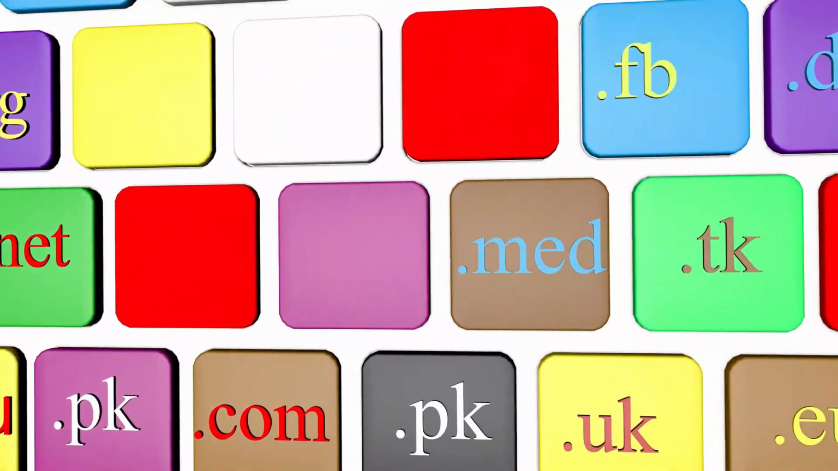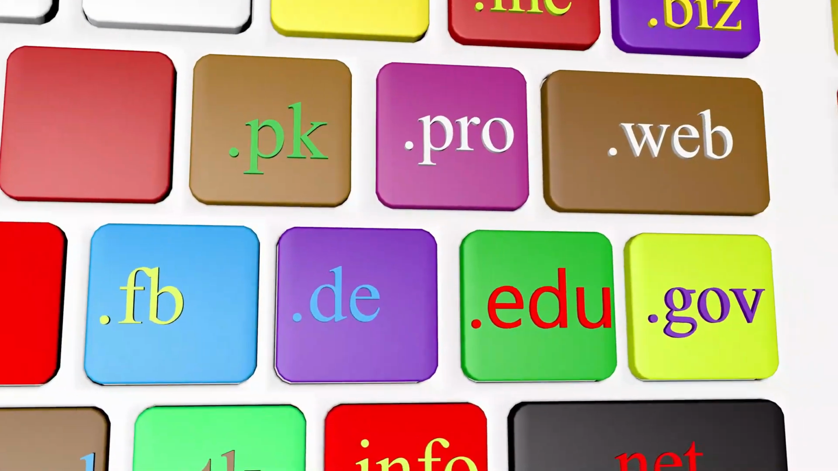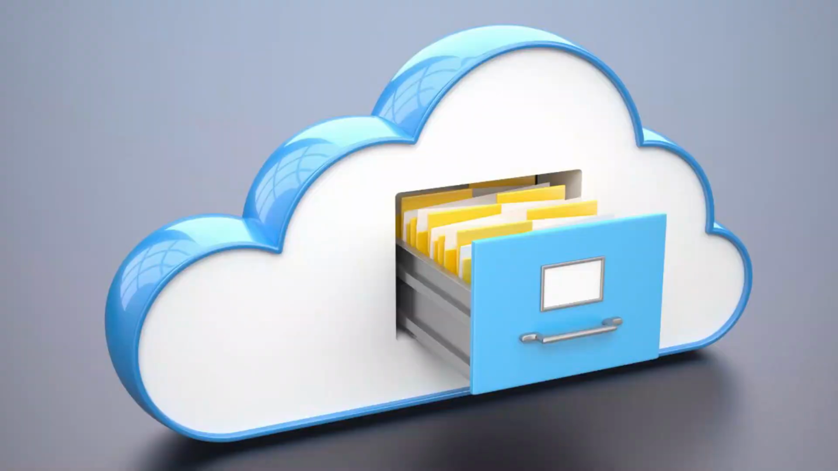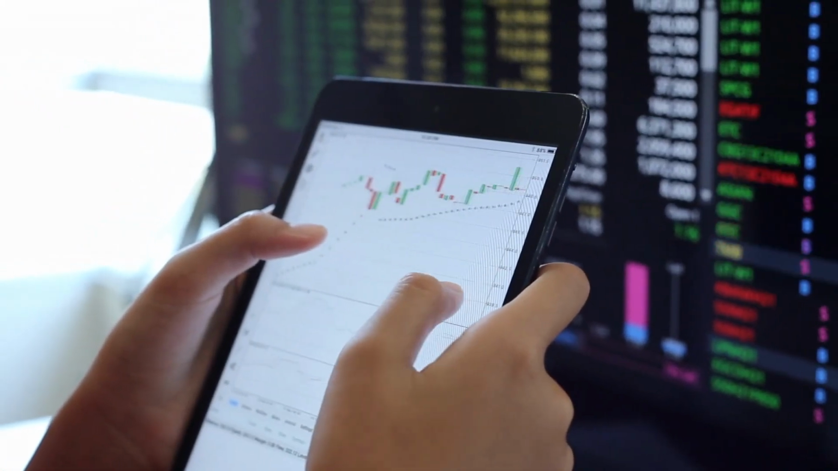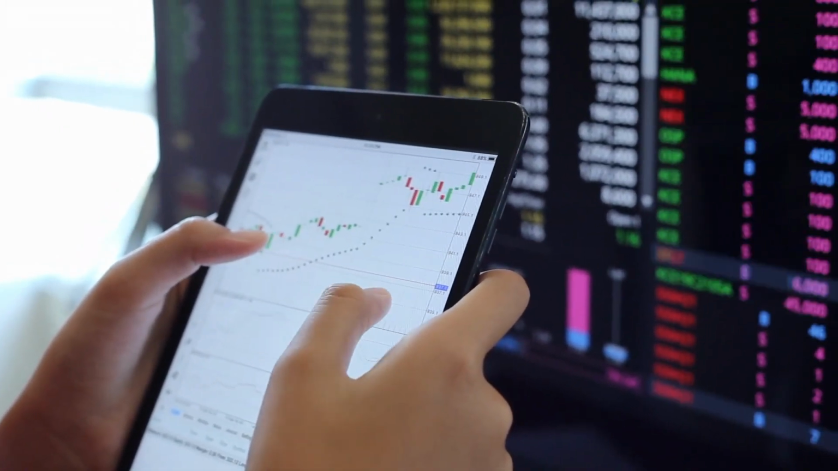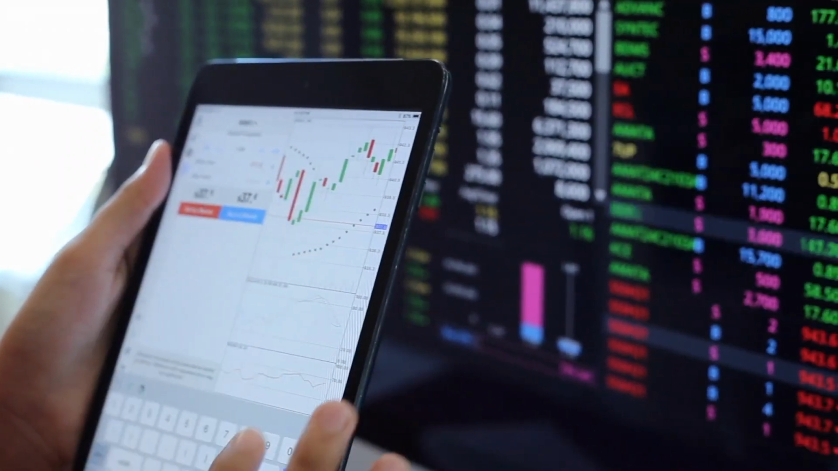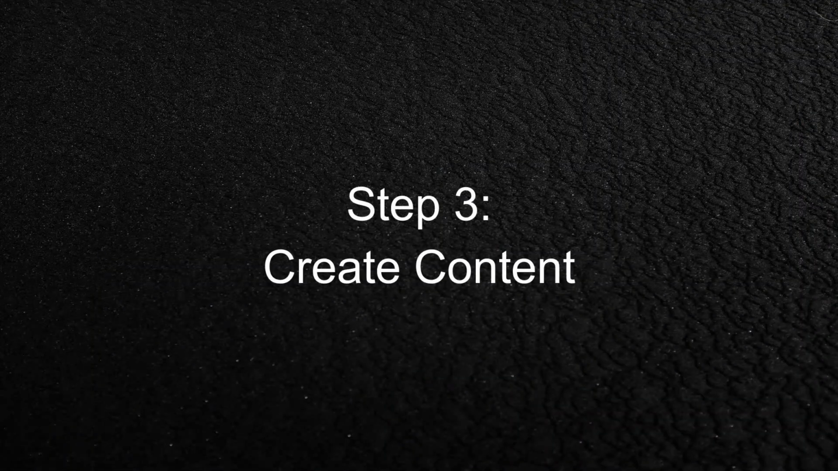This will be the address people use to access your blog, and it should be easy to remember and reflective of your niche. It's also important to choose a hosting service that can handle the traffic you expect to receive on your blog. And don't forget to make sure your blog has a clean design and easy navigation. It will make it more comfortable for visitors. Step 3. Create content.